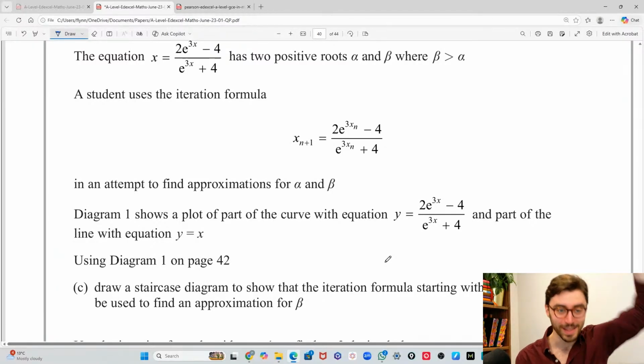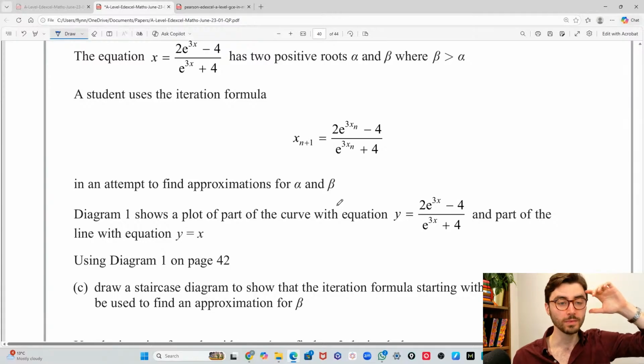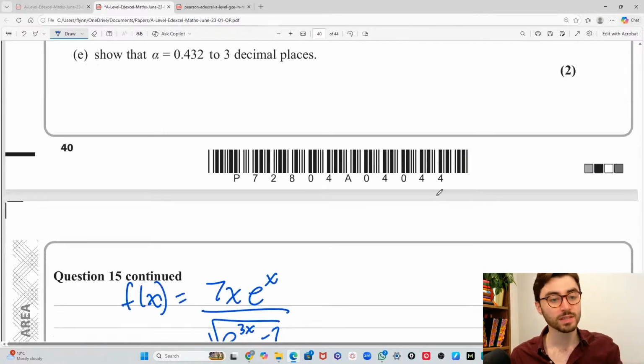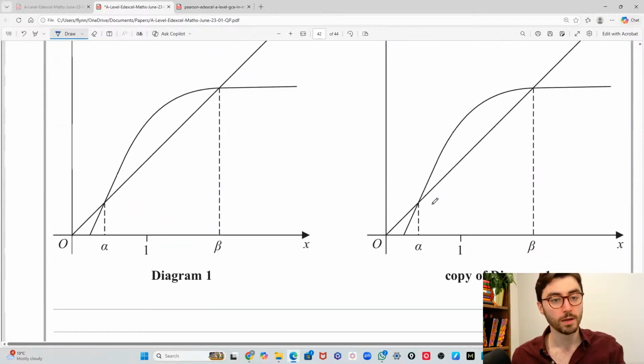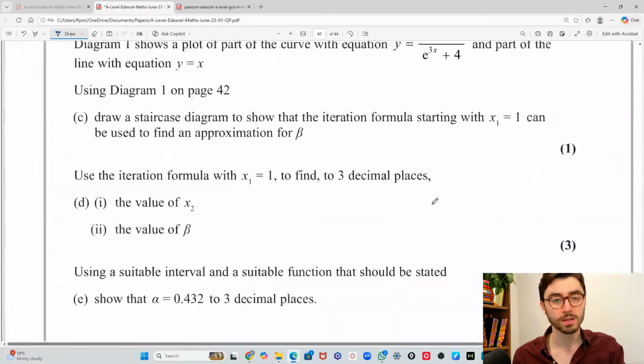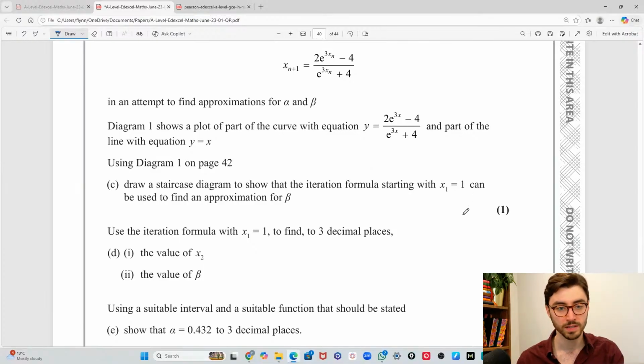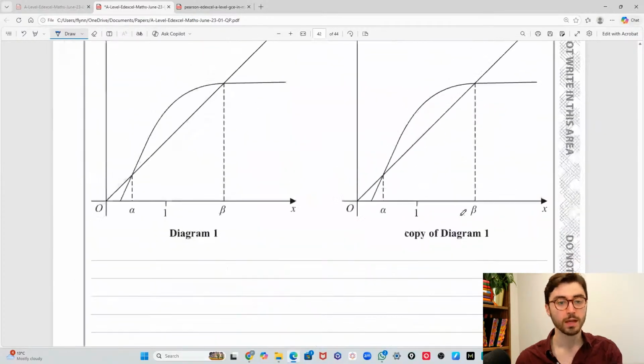So we have our iterative formula. Diagram 1 shows a plot of part of the curve with this equation and part of the line with equation y equals x. Draw a staircase diagram starting with x equals 1. Now, this is nice and simple. So where are we starting? On diagram 1, we're starting with x equals 1 to find beta.